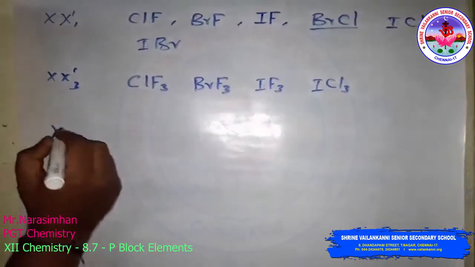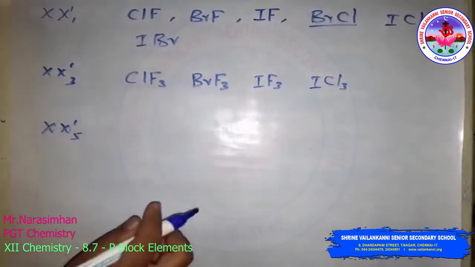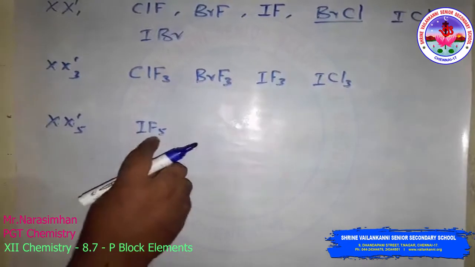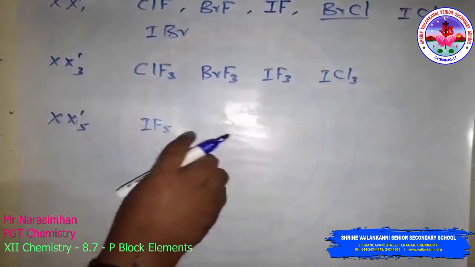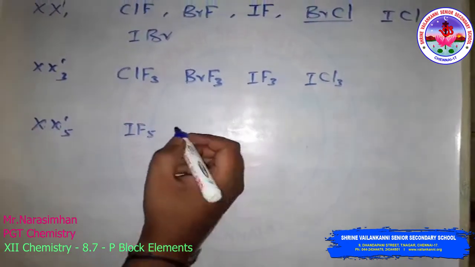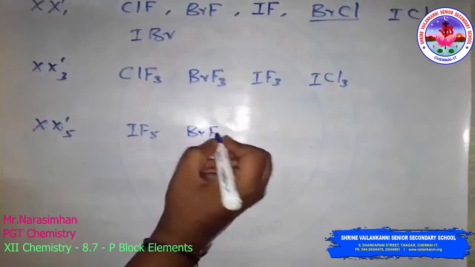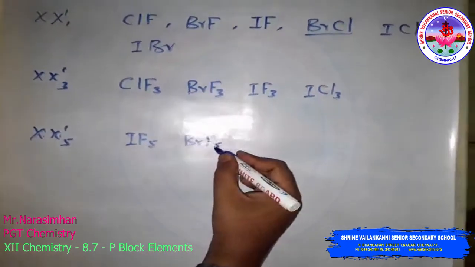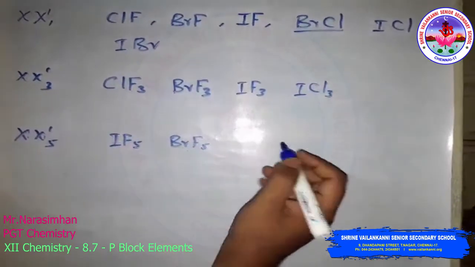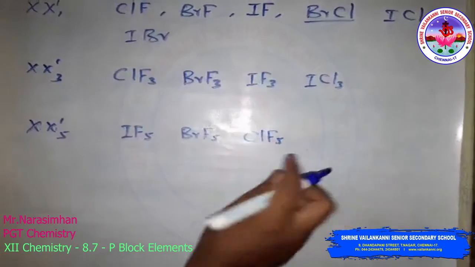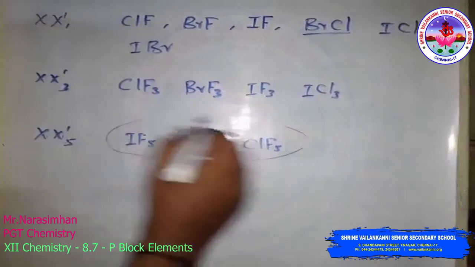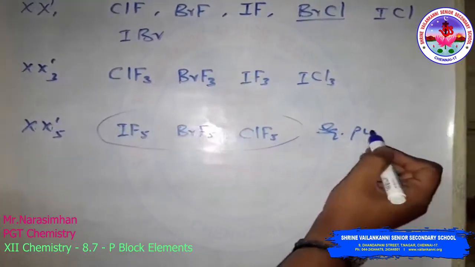Then the type XX'5. The compound IF5 is a colorless gas, but a solid below 77 Kelvin, and the structure is square pyramidal. BrF5 is a colorless liquid, with a square pyramidal structure, and ClF5 is a colorless liquid, also square pyramidal. All these compounds have a square pyramidal structure.